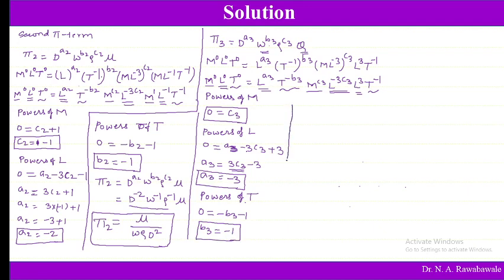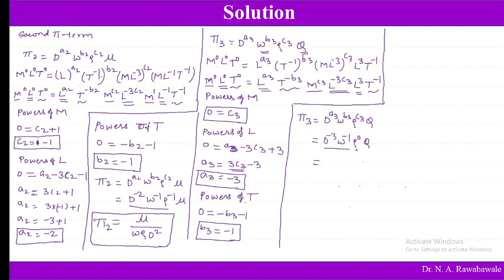So looking at these values, we know pi 3 is equal to d to the power of a3, omega to the power of b3, rho to the power of c3, q. So d to the power of a3 means d to the power of minus 3, omega to the power of b3 means minus 1, and rho to the power of c3, the value is 0. These two are negative powers, and this is 0, which means this term becomes 1. So therefore q divided by omega d to the power of 3. So this is the pi 3 term. We got pi 3 term as q divided by d cube omega.